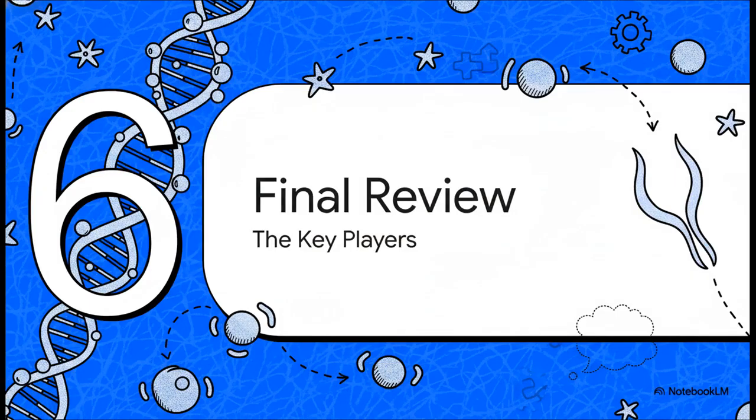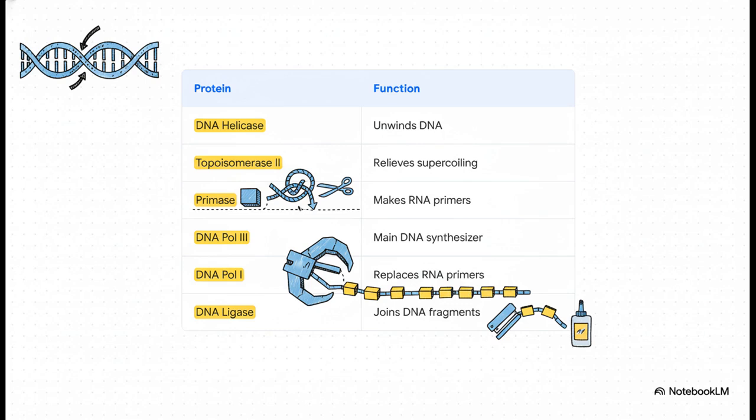We've now gone through the entire process, from kicking things off all the way to quality control. So for a final review, let's just do a quick hitter summary of all the key players. You can think of this next slide as your ultimate cheat sheet for the entire replication factory. And there it is, the complete cast of our replication factory. You've got helicase to unwind, topoisomerase to relieve tension, primase to get things started, polymerase III as the main builder, polymerase I to clean up those primers, and finally, DNA ligase to seal everything up.